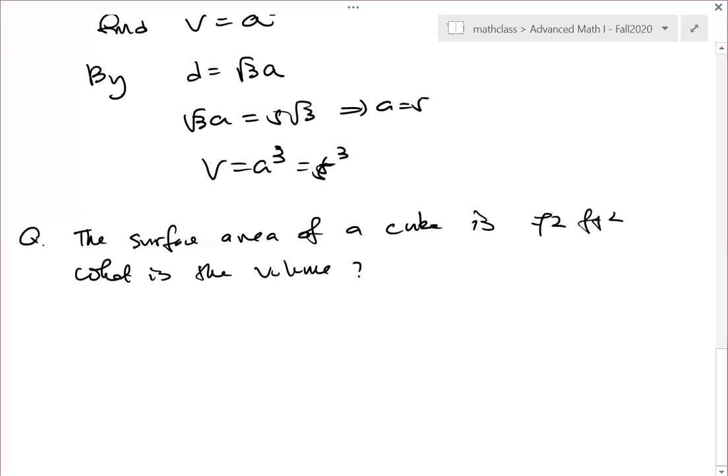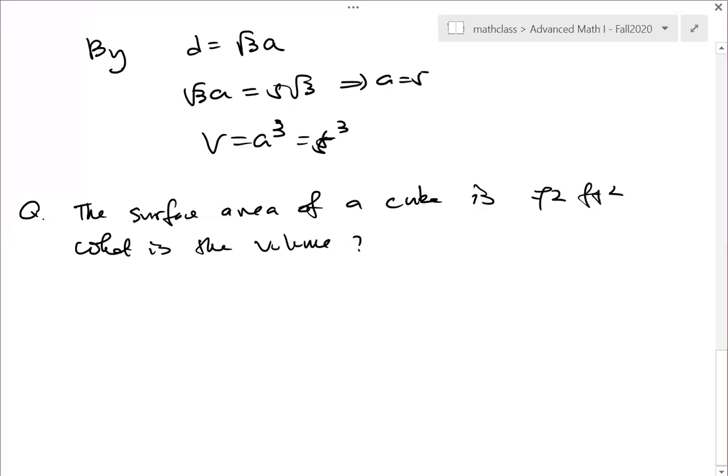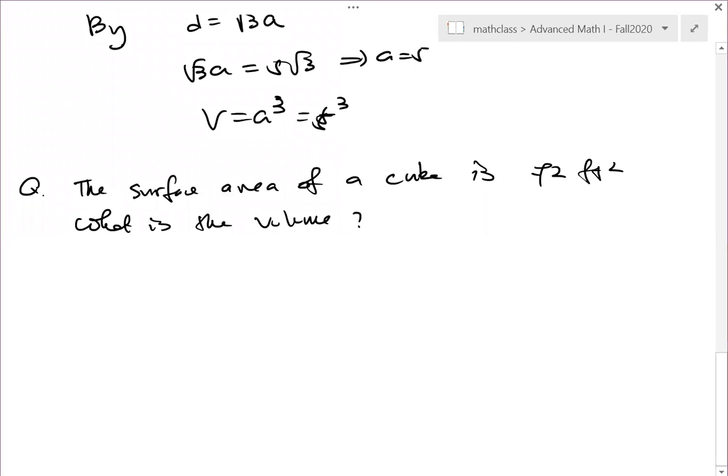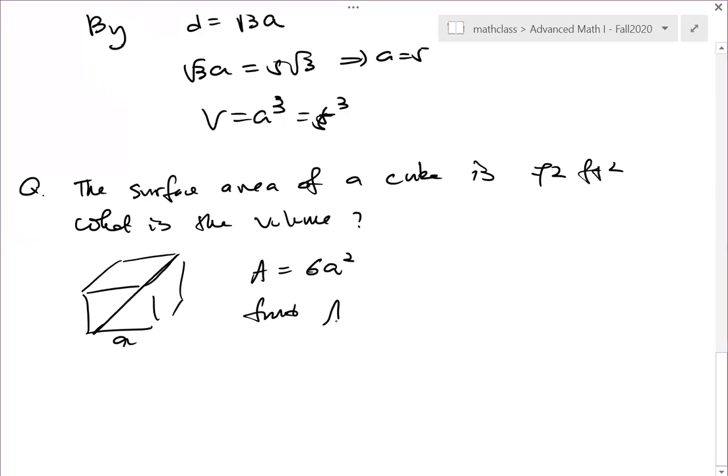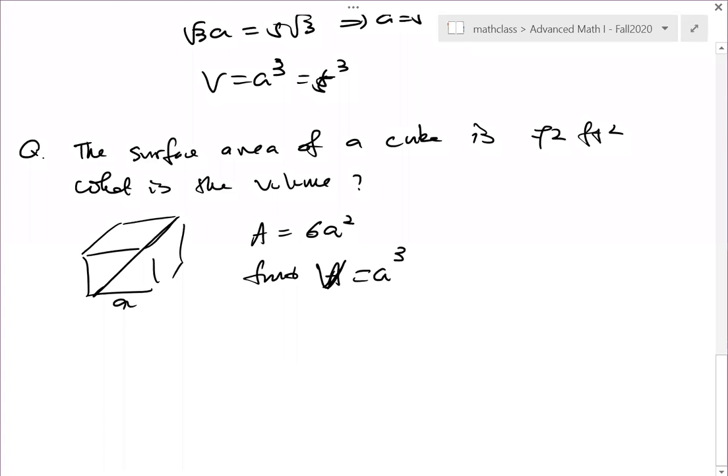Right. So Nathan, give me the answer. Right. So to solve this problem, when you do the homework, I suggest you draw the picture, okay? So it's clear, you write down the surface area is going to be 6A squared, and you want to find out the volume, right, which is A cubed. Okay, it's very clear, right? Given the surface area, which is 72.